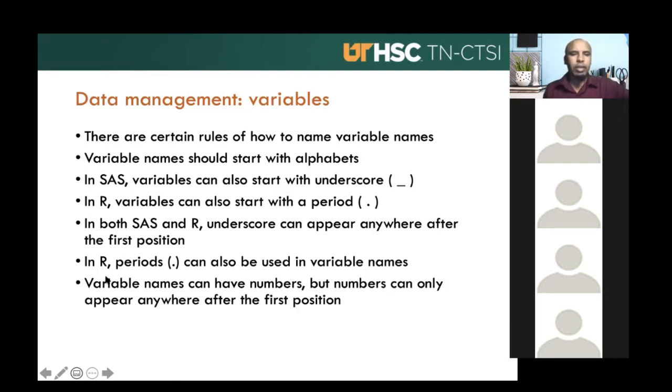So, for example, let's say the variable name is age. Maybe we want to indicate the age was collected in 2020. We can't say 20age, but we can say age20. The numbers can appear on the right side after the first position, but they cannot appear in the first position in variable names.